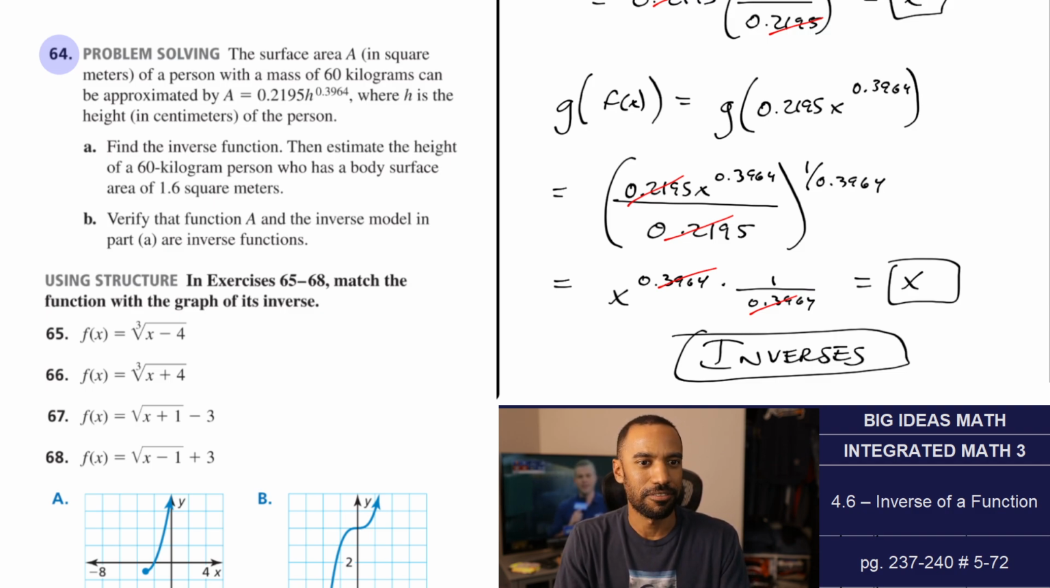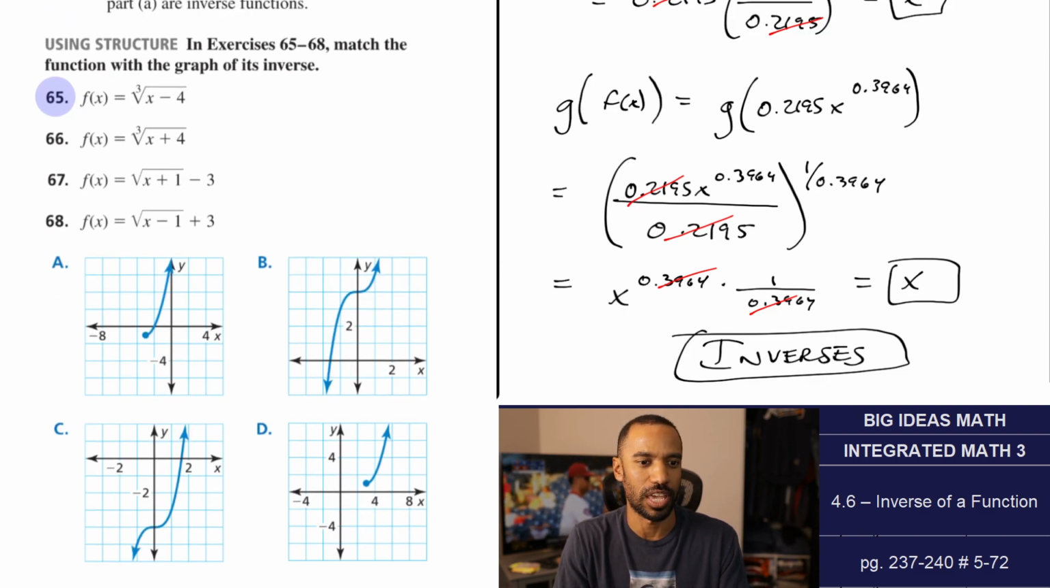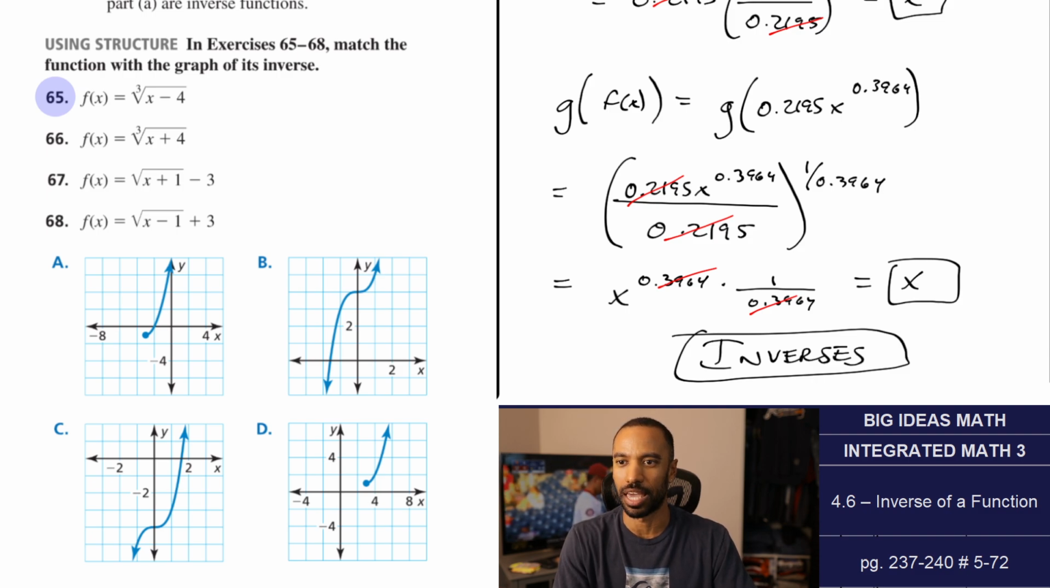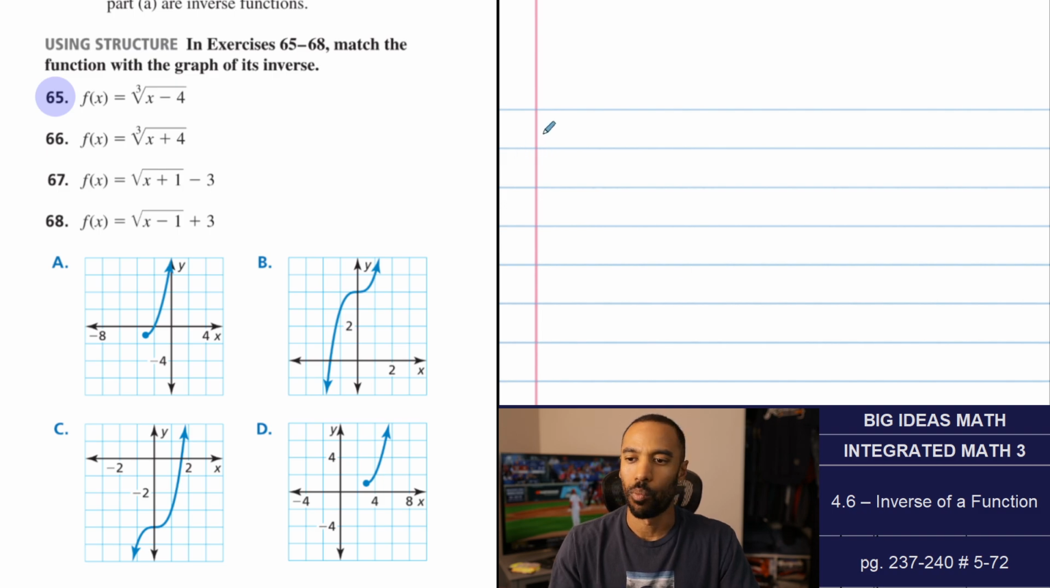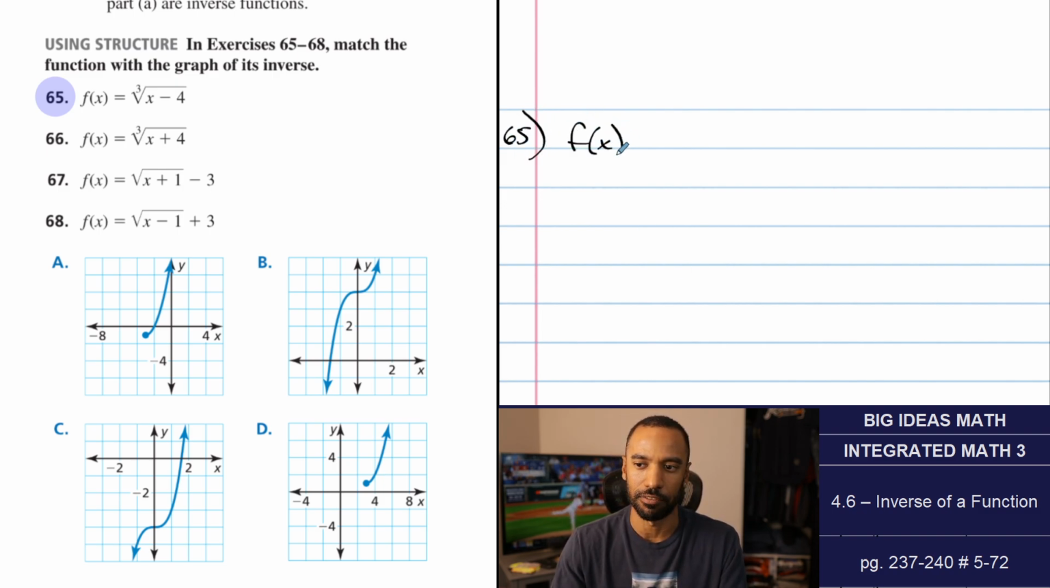Okay, number 65 to 68, match the function with the graph of its inverse. I think it's more of the same as what we did before and taking a look at what it is. Oh, this time we have equations with them. So what I'll do on these ones here, guys, is I'm going to get the inverse equation, and then we'll get the graph from that.